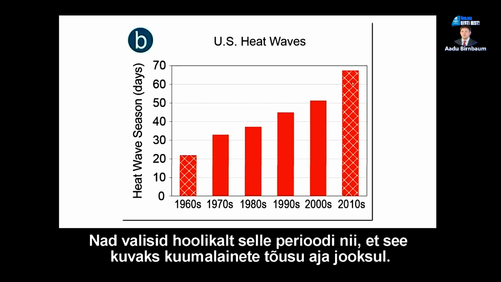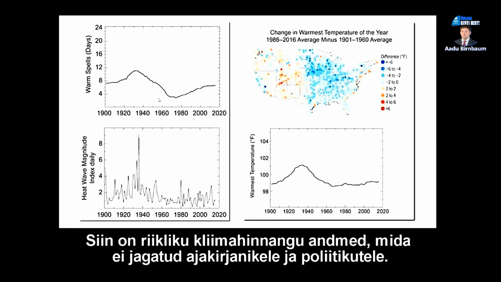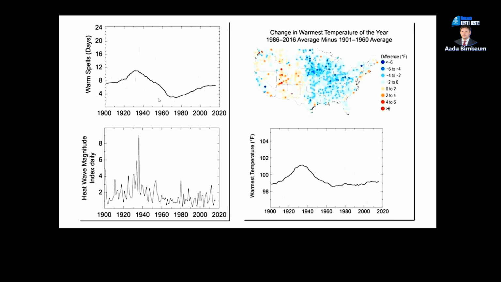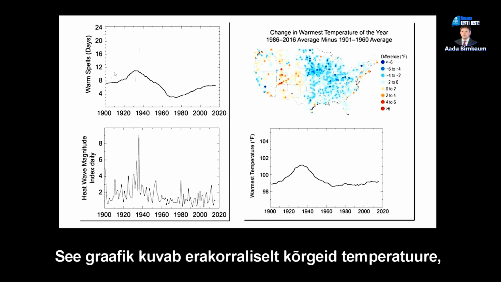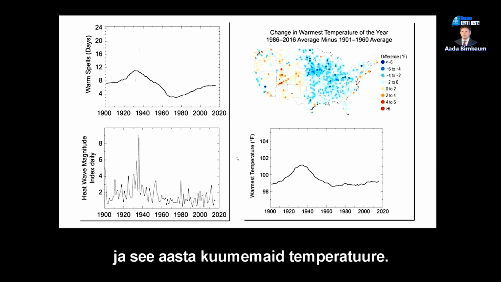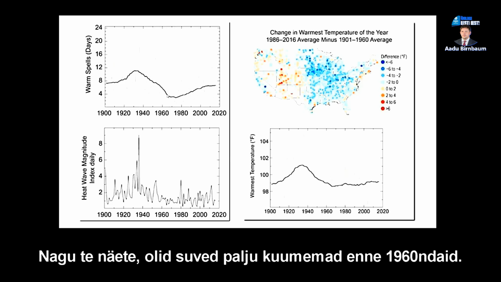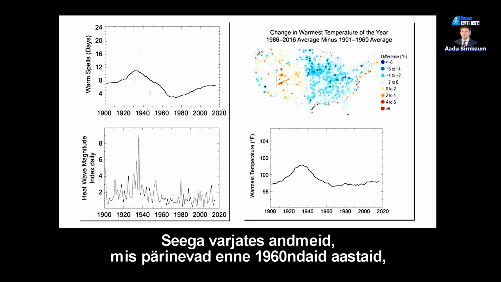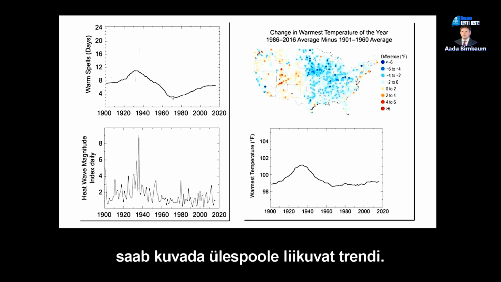And here's the underlying data from the part of the National Climate Assessment which didn't go out to journalists and politicians. This graph is warm spells days, this one is heat wave magnitude, and this one is warmest temperature of the year. As you can see, summers were much hotter in the United States prior to 1960. So by hiding all the data before 1960, they were able to show a little bit of an upwards trend.